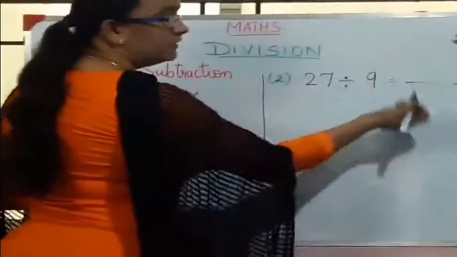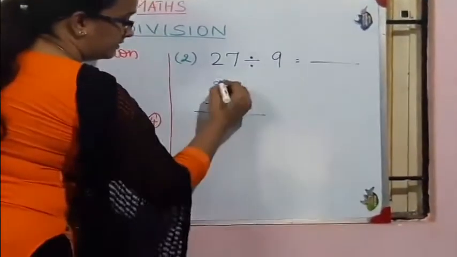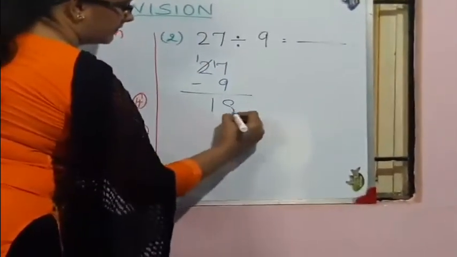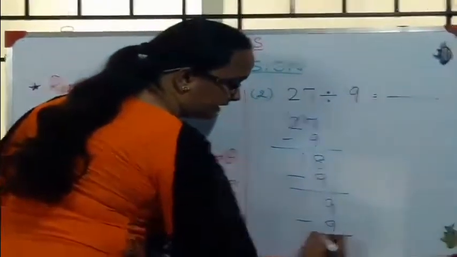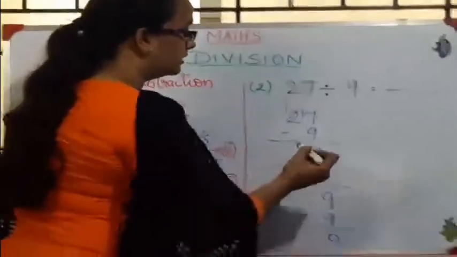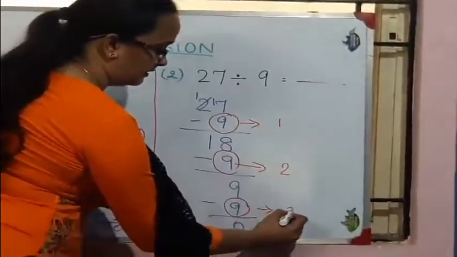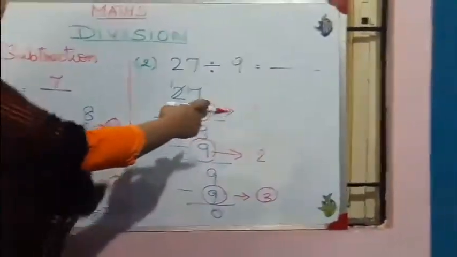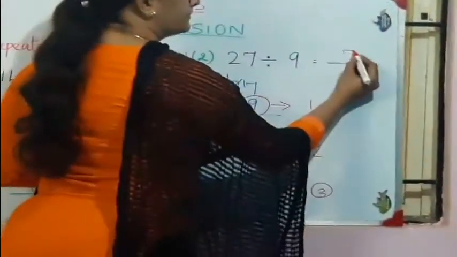Now we will do another one. 27, we have to subtract 9. Okay, 27 minus 9, so it is 18. Again minus 9, the answer is 9. Again if you do minus 9, you get 0. So you cannot subtract further. Now how many times did we subtract 9? 1 time, 2 times, 3 times. So we got 3 times. So 27 divided by 9 is 3.